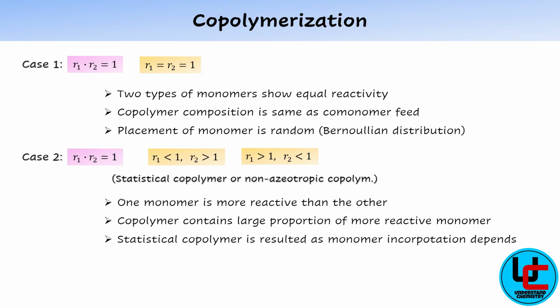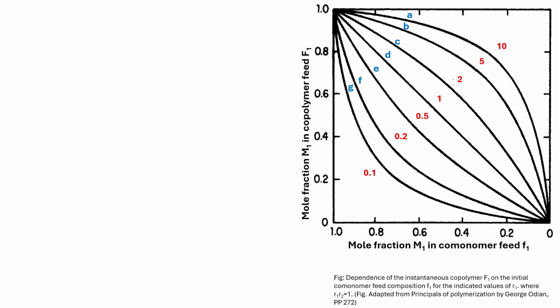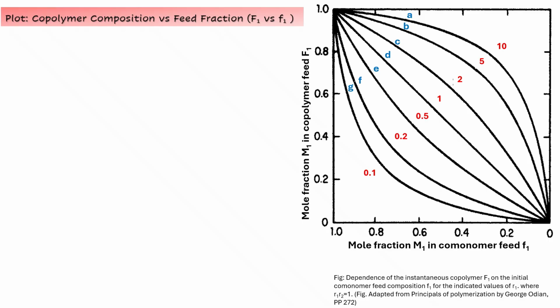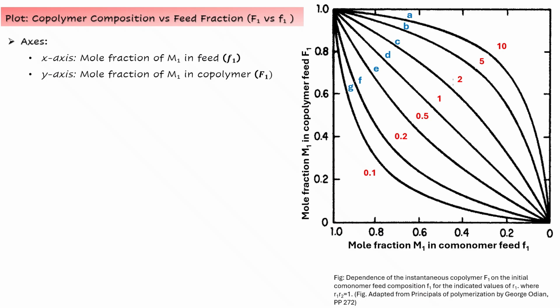The composition drift means the change in copolymer composition during the course of polymerization, even when the monomer feed composition remains constant. To better understand this, let's look at the plot. On the x-axis, we have the mole fraction of monomer M1 in the feed, that is small case f1. On the y-axis, we have the mole fraction of M1 in the resulting copolymer, that is capital F1. The curves show how F1 changes with small f1 for different values of reactivity ratios R1 and R2.